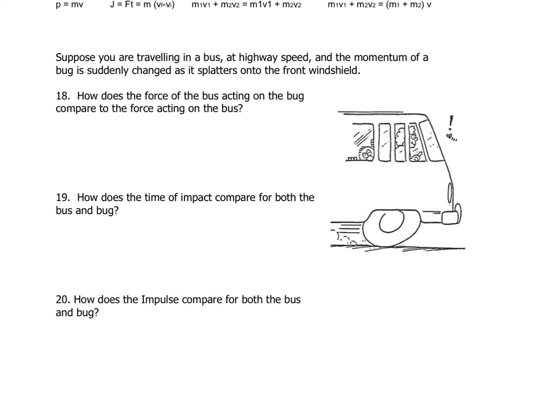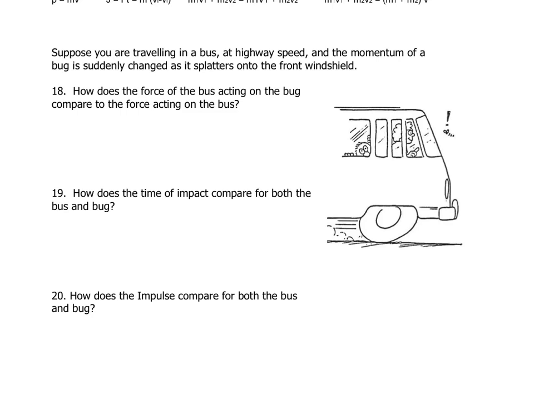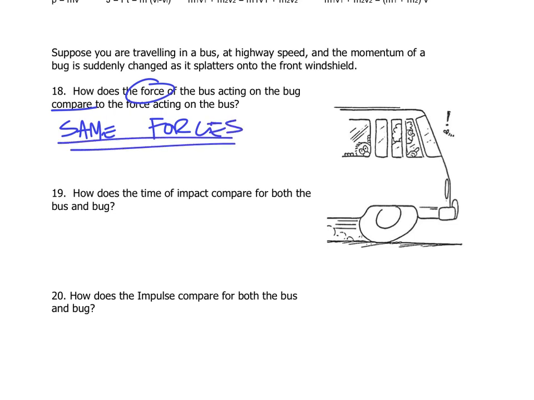And the last 3, I'm talking about the bug colliding with the windshield. Now the bug has a small mass compared to the bus, which has a large mass, but number 18 is asking about forces. So the bug is hitting the windshield of the bus with a force that is equal to the force of the bus hitting the bug. So their forces compare in a similar manner, meaning that their forces are the same. Newton's third law says that forces are equal in magnitude, opposite in direction.